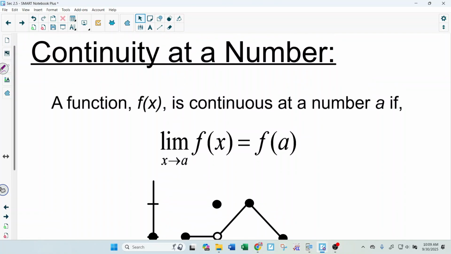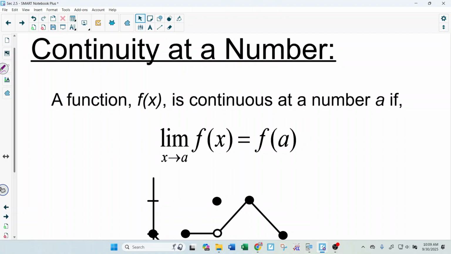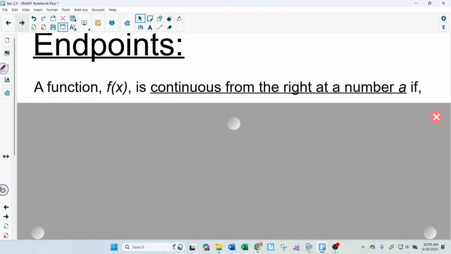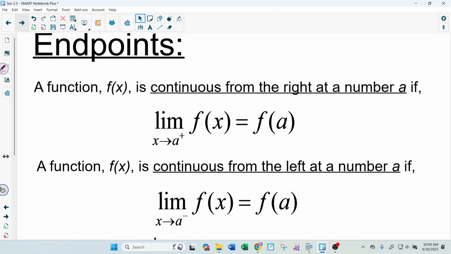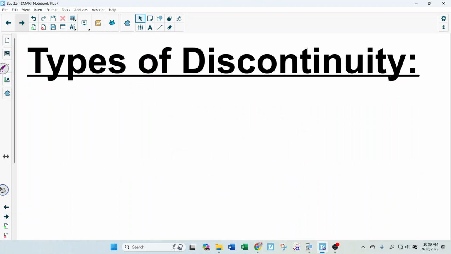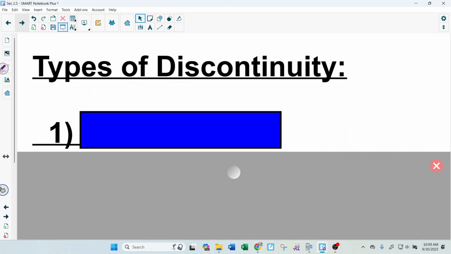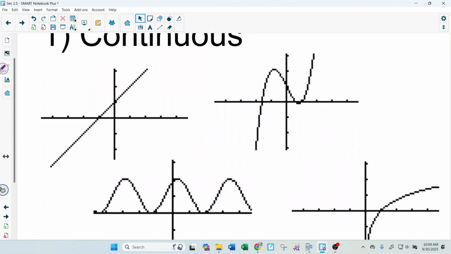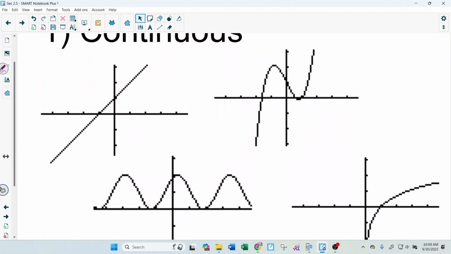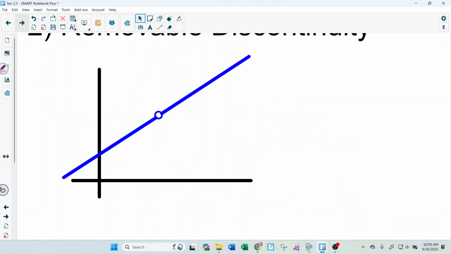Idea continuous, the functional value equals the limit. We talked about how you could have endpoints from the left and the right. We talked about types of discontinuity. We had continuous functions, and luckily most of what we think about is polynomials, sine and cosine, exponentials, lines, logarithms, all of those are continuous.